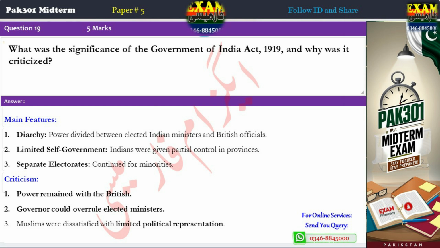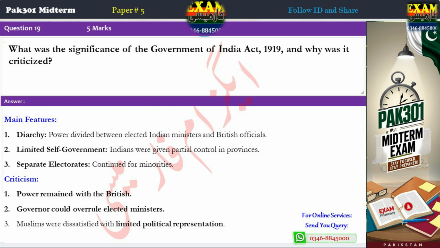Question 19. What was the significance of the Government of India Act, 1919, and why was it criticized? Answer. Main features: 1. Diarchy, power divided between elected Indian ministers and British officials. 2. Limited self-government. Indians were given partial control in provinces. 3. Separate electorates continued for minorities.